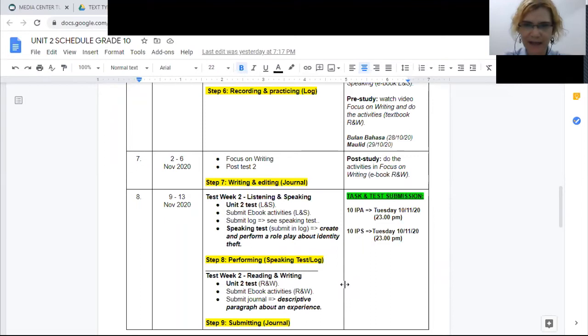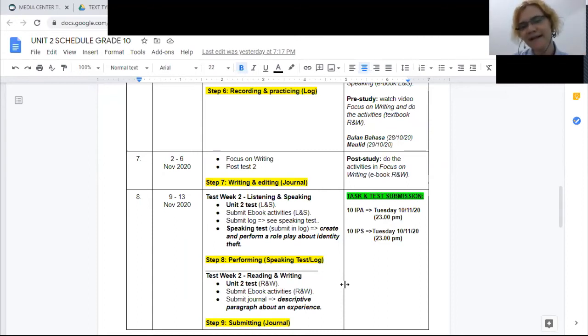And for your speaking test, you're going to create and perform a role play about identity theft. So we're talking about fraud and theft. It's like when people scam and steal things. So we're going to talk about that.